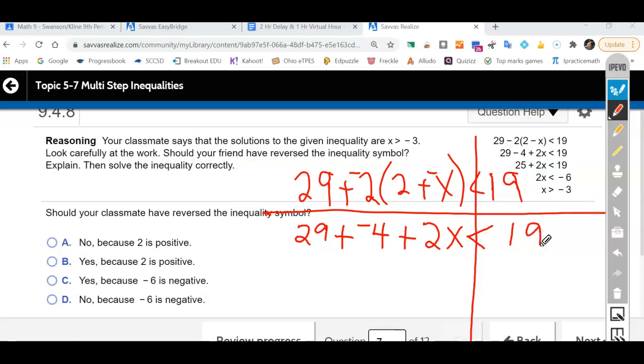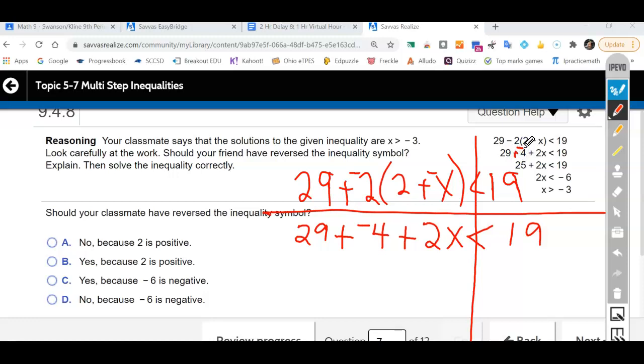Okay, so is 29 plus a negative 4 the same as 29 minus 4? Yes, it is. Because see, I could have gone like this and made that a negative. See what I'm saying? So the way I wrote it is fine.